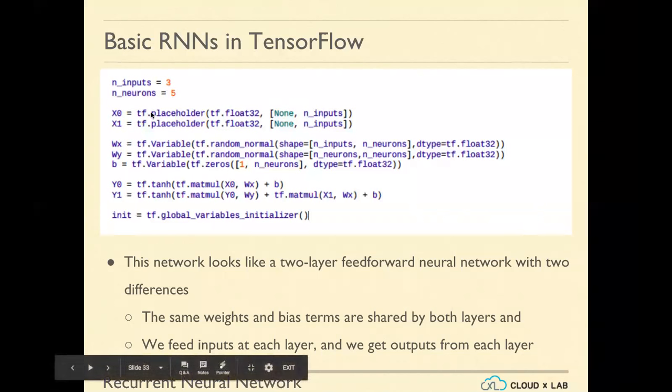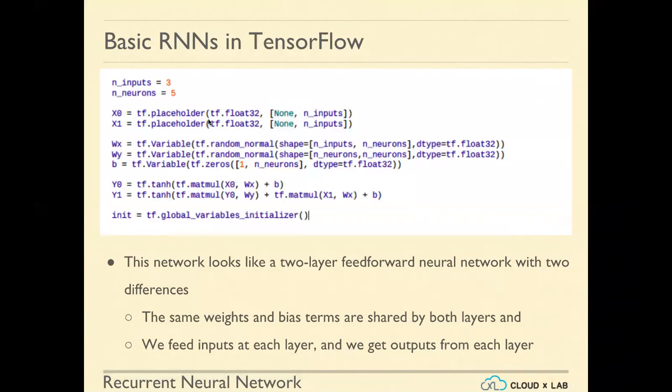So X0 is a placeholder, in TensorFlow terms. A placeholder is something that we can feed the input to later while running it. X0 is the first input that we are going to feed, and X1 is the second input. X0 is going to have many instances; the None is for many instances, and its columns are the number of inputs. Similarly, X1 is exactly the same as X0.